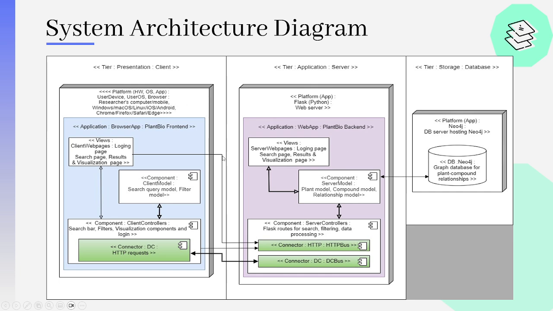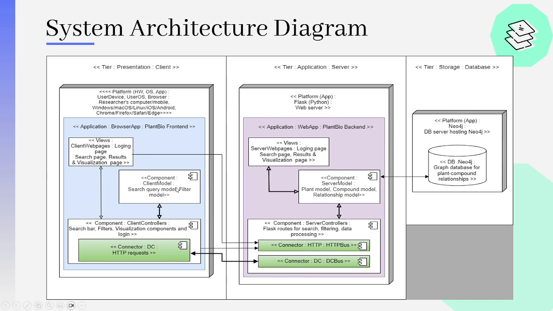So, let's dive into the system architecture. So the PlantBio system implements a robust three-tier architecture that elegantly separates user interface, business logic, and the data storage. So this modern design approach ensures scalability, maintainability, and seamless user experience across platforms.